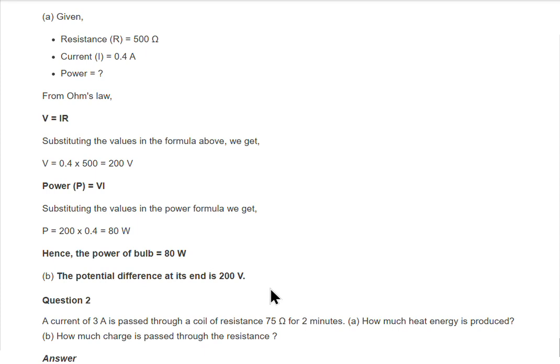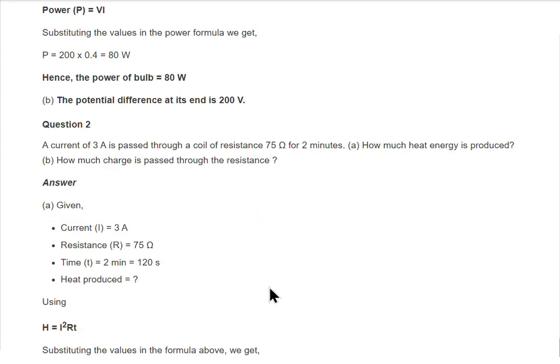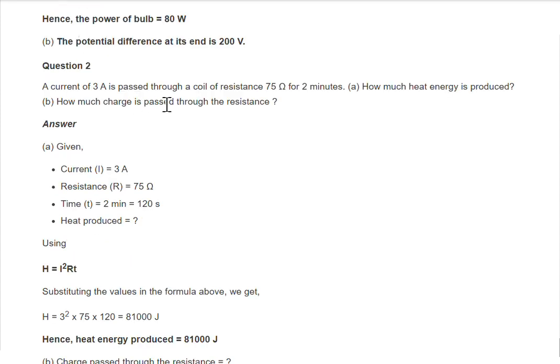Next is question number 2. A current of 3 ampere is passed through a coil of resistance 75 ohm for 2 minutes. How much heat energy is produced and how much charge is passed through the resistance?